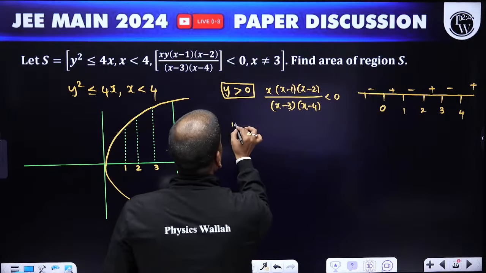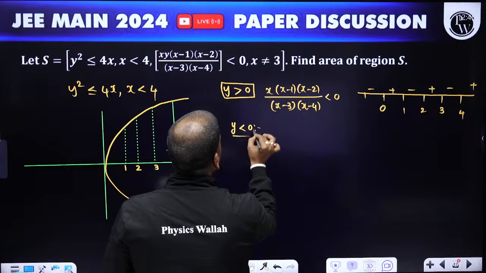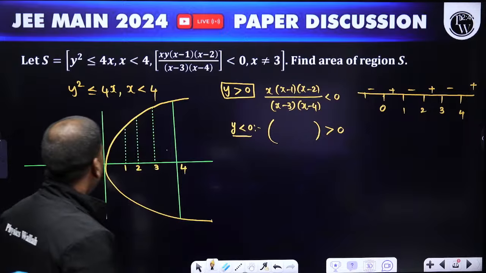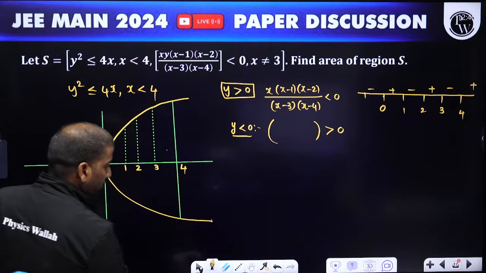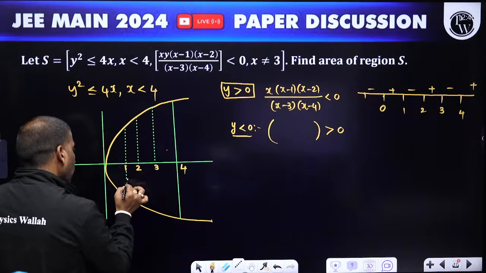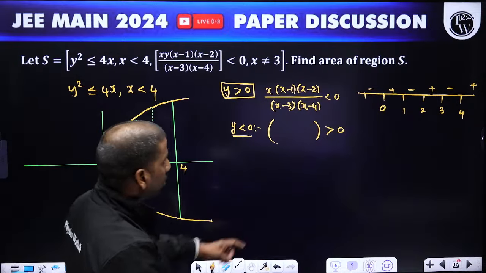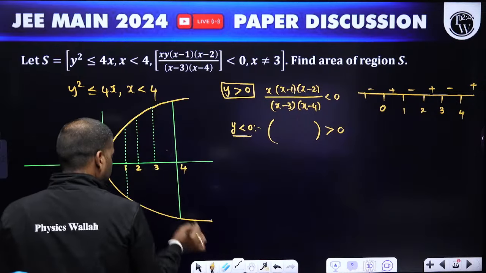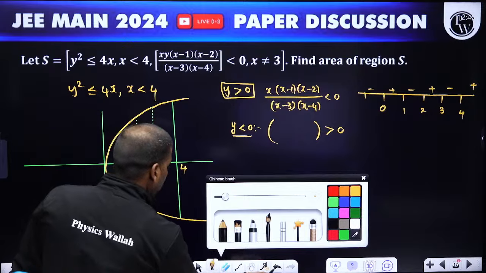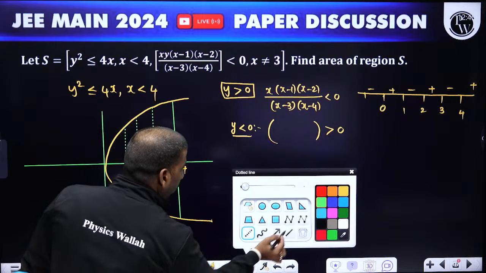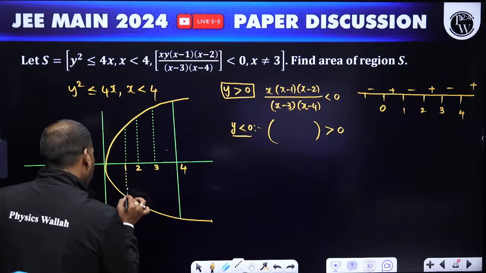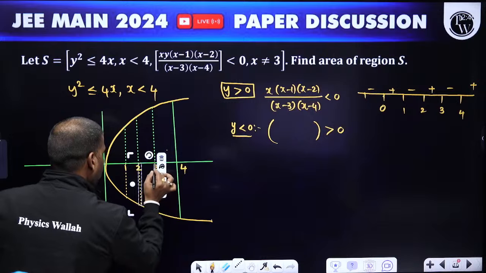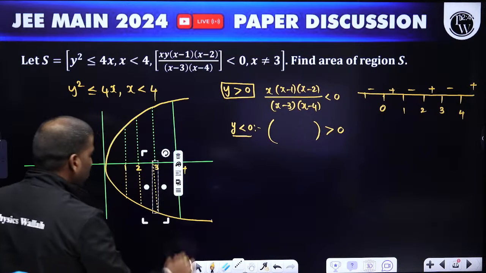Next, suppose y is less than 0. So this whole part is greater than 0. So the same thing, we can take 0 to 1. Next, negative part, positive part: 2 to 3. Let us take some other. Right? So this is what it is.